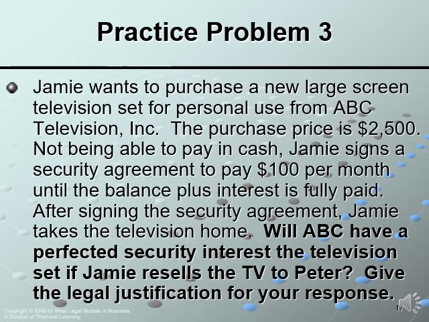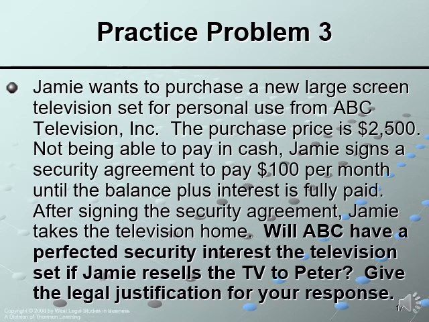Practice problem 3 is the same problem as we've been looking at, but the difference here is it asks, will ABC have a perfected secured interest in the television set if Jamie resells the TV to Peter? Now remember from the last problem that Jamie in this scenario purchased for personal consumption. ABC took a security interest and all three elements of attachment were met, and they took a security interest in what was purchased. So this was a purchase money security interest in a consumer good, which means as soon as you had attachment, you also had perfection.